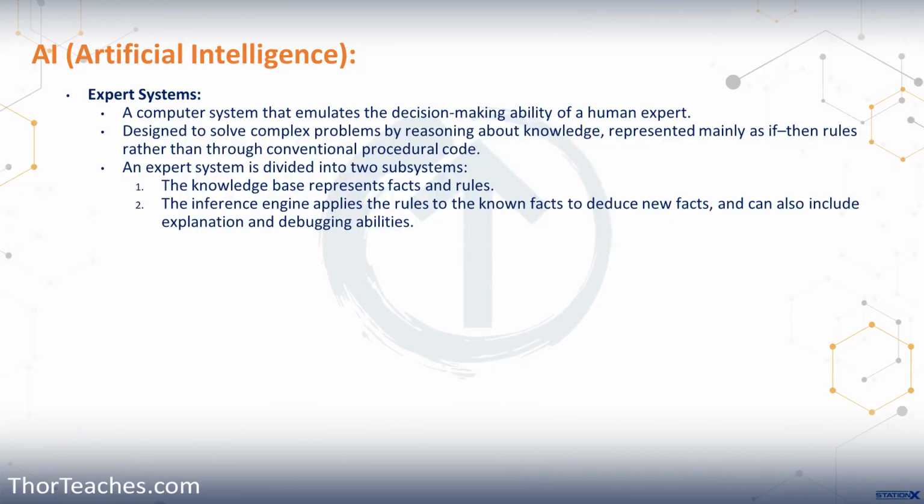An expert system is a computer that emulates decisions made by humans, and they're designed to solve complex problems by reasoning about their own knowledge. Mostly, this is if-then statements, or rules, rather than normal procedural code. Expert systems have two subsystems. The knowledge space has all the rules and all the facts, and then the inference engine applies those rules and the known facts, and then deduces new facts.